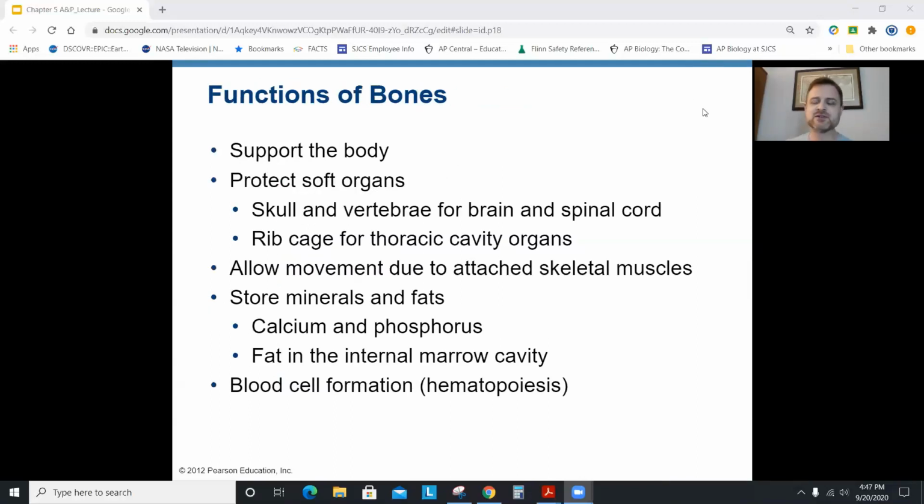So functions of your skeleton, a lot of this is not rocket science. Obviously, it's to support your body. To protect soft organs, so think about your skull housing your brain, or your rib cage serving as protection for your thoracic cavity, for your heart and your lungs. Your bones also allow for movement because skeletal muscles attach to them.